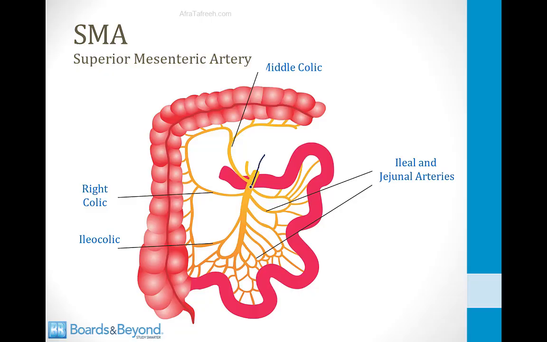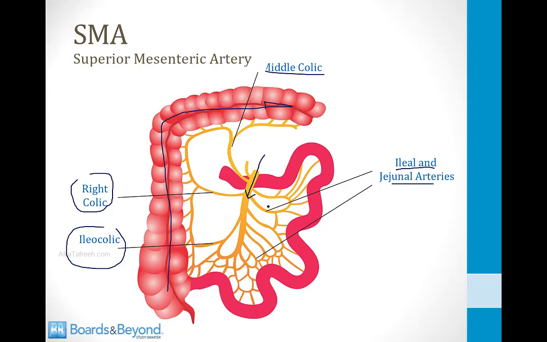It comes off the abdominal aorta and courses right over the top of the duodenum. On the right side of the body, it gives off the right colic artery and also the ileocolic and also the middle colic, and these supply blood to the ascending colon and the transverse colon. On the left side of the body, it gives off a series of ileal and jejunal arteries, which form something called arcades over here. I'll show you a picture of that in a minute, and supply blood to the small intestines.